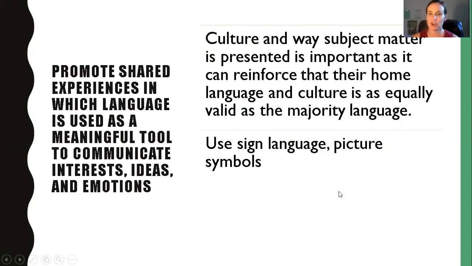So culture and subject matter is presented and is reinforced in the home language, and that culture is as equally valid as the majority language. So I'm going to be talking about majority language, and really what the majority language is, is English. It's what we speak at courthouses, in classrooms, in IEP meetings, in Congress, in corporations, all those types of things. That is what I consider our majority language. It's not to say that people who speak a minority language are less than, but that is just kind of how I think about it.